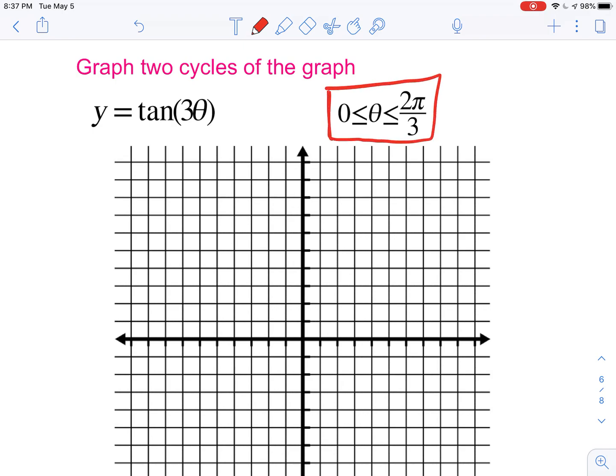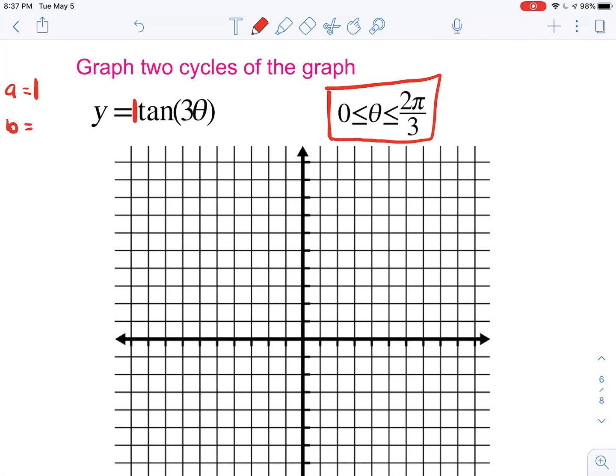So let's dive into it. Let's graph our first one. So it says graph 2 cycles of the graph on this particular interval. Okay, so we're going to actually worry about that at the end. We're going to first focus on graphing the basic function here, and then we will talk about how we extend it to this interval.